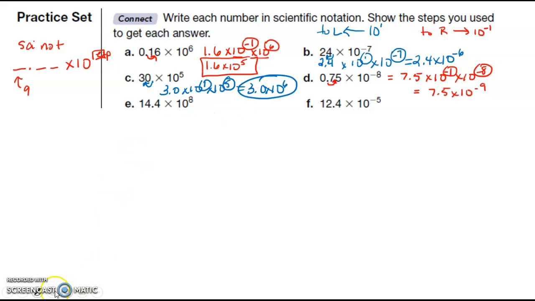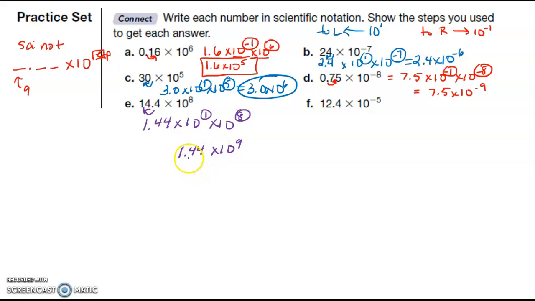Okay, let me just change colors for the fun of it. We've done A, B, C, D. So we're on E. I have to move this to the left. So it's going to be 1.44 times 10 to the 1 times 10 to the 8th. And then I will add these, and I get 1.44 times 10 to the 9th.